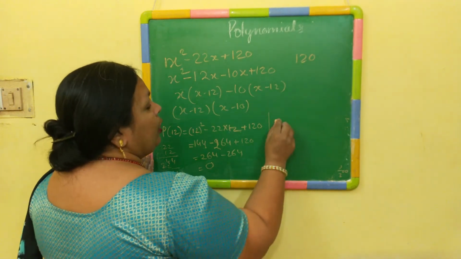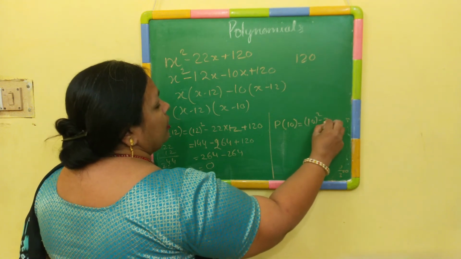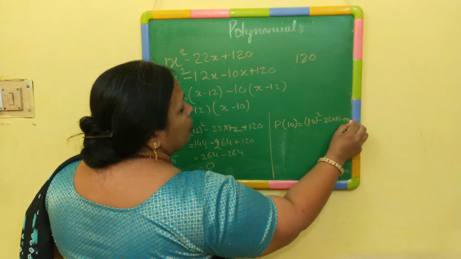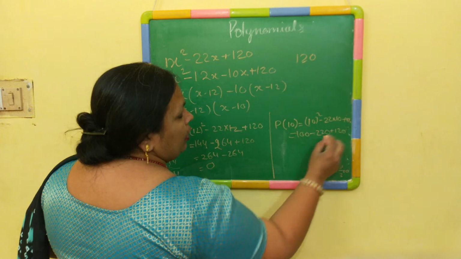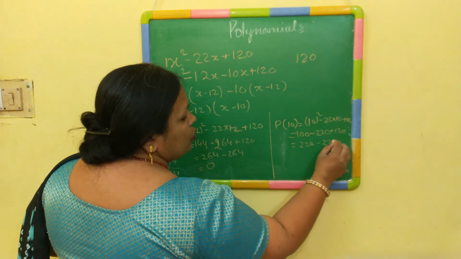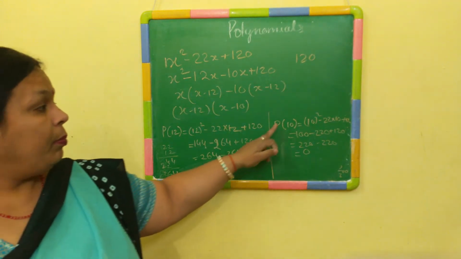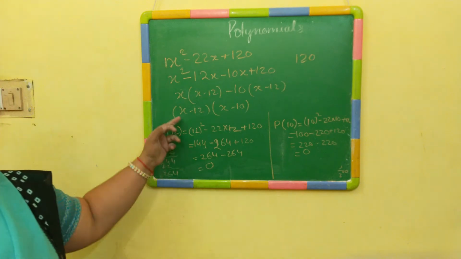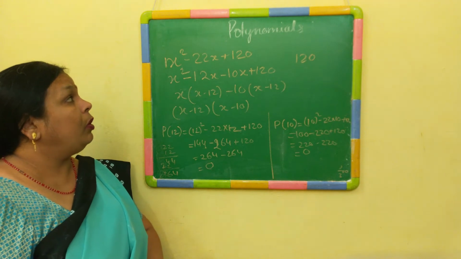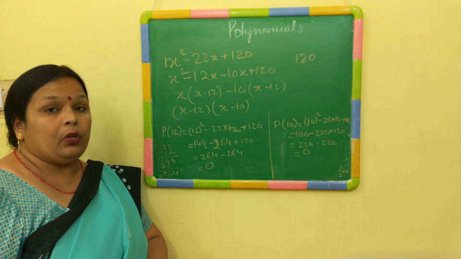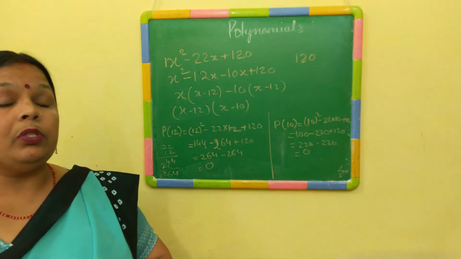Now let's check P of 10. Now P of 10 is 10 square minus 22 into 10 plus 120. 10 square is 100 minus 220 plus 120 is again 220 minus 220, which is equal to 0. So hence P of 12 is 0, P of 10 is 0. We can say that x minus 12 and x minus 10 are factors for the given polynomial x square minus 22x plus 120. Now in this example you can use the splitting of terms, it's very easy.